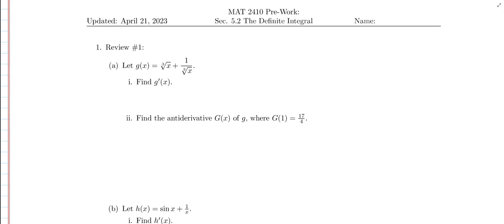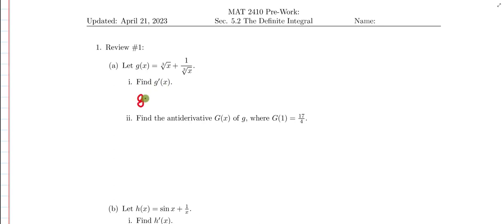So folks, in this sequence of videos, we're going to do a lot with the definite integral, but before we do that, I thought I'd do a little bit of a review just to make sure we're comfortable with some of the older topics. So here we're given the function g of x is equal to the cube root of x plus 1 divided by the cube root of x. The first question says to find g prime of x.